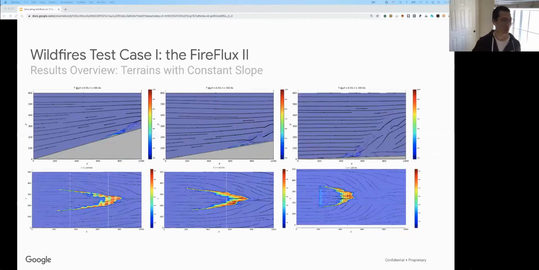And the last parameter I'm going to show here is the effect of the terrain. All these results are shown at 300 seconds after the fire is ignited. And from the results, we can see that as the slope increases, the fire actually propagates faster. This is because when we increase the slope, the velocity of the wind speed tends to increase, and this carries the fire to propagate faster.